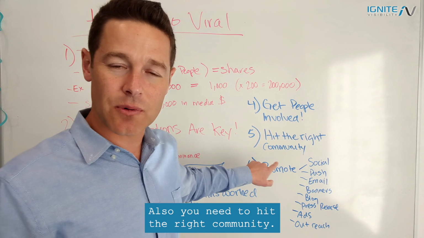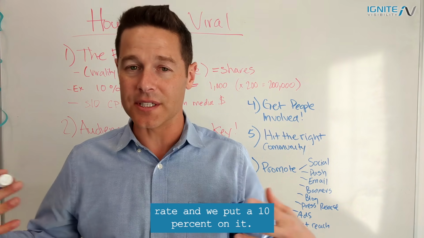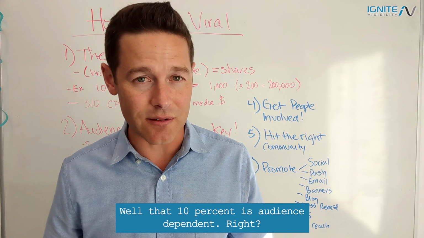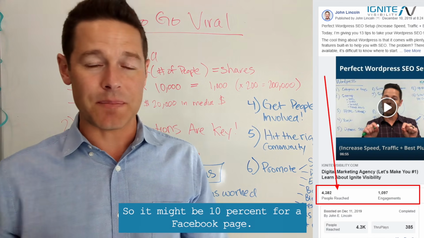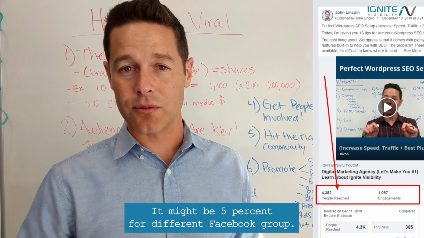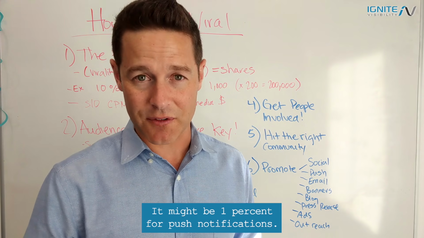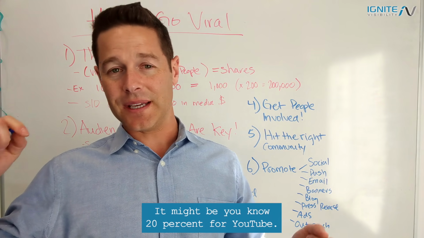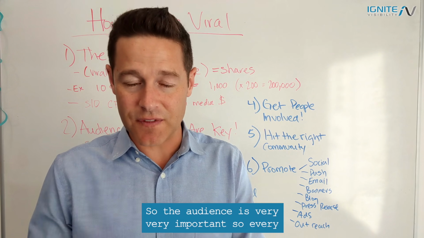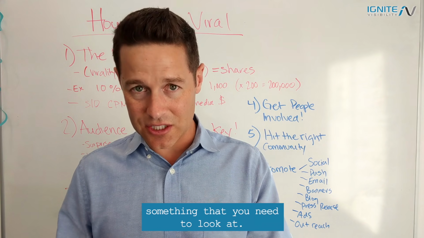Also, you need to hit the right community. Remember earlier how I talked about the virality rate and we put a 10% on it? Well, that 10% is audience dependent, right? When you think about it. So it might be 10% for a Facebook page. It might be 5% for a different Facebook group. It might be 1% for your email list. It might be 1% for push notifications. It might be 20% for YouTube. So the audience is very, very important. So every audience has a different virality rate, and that's something that you need to look at.